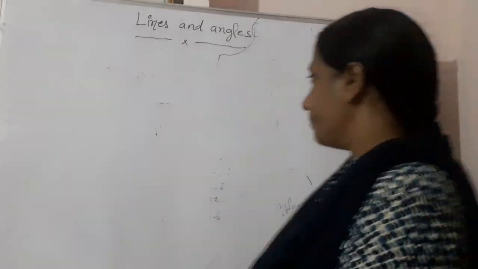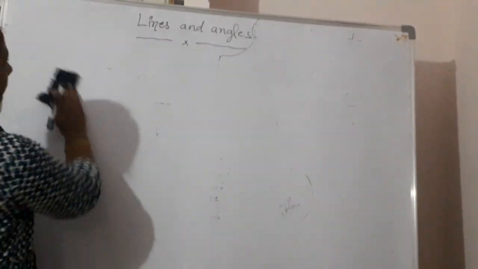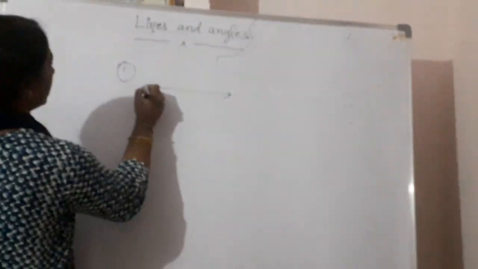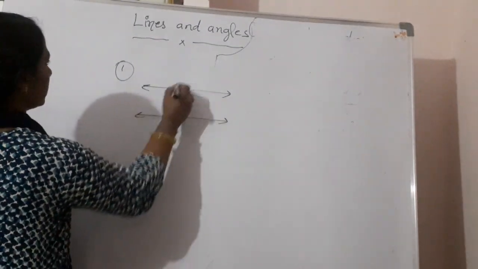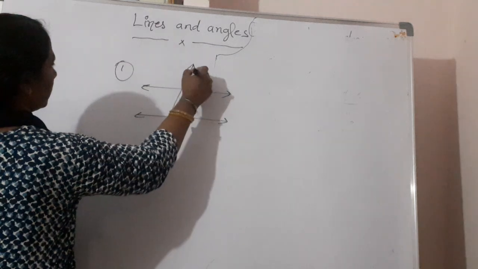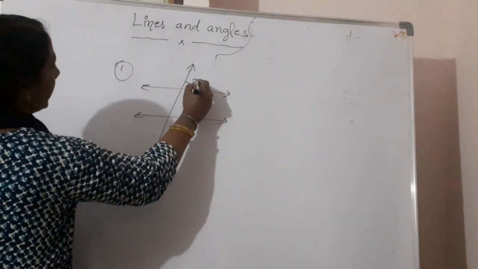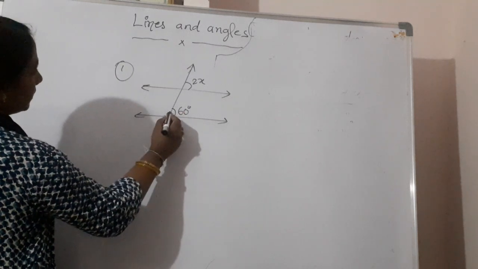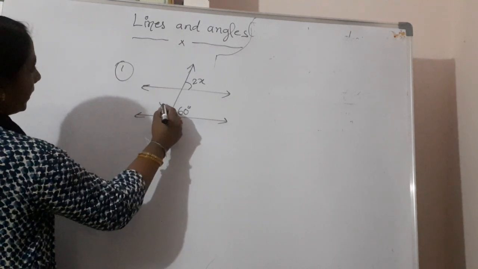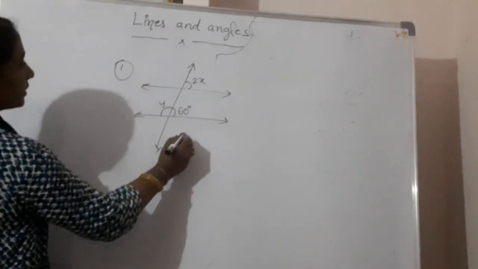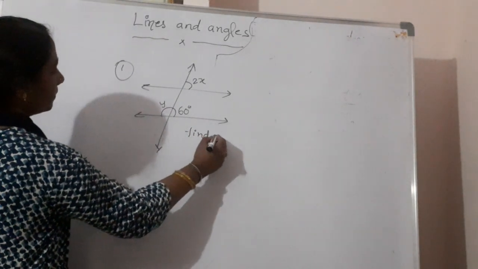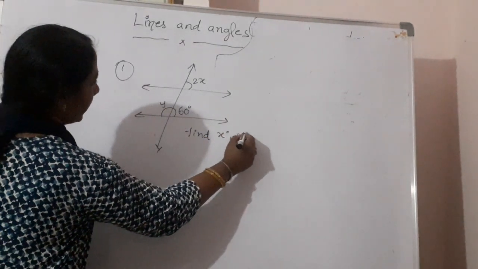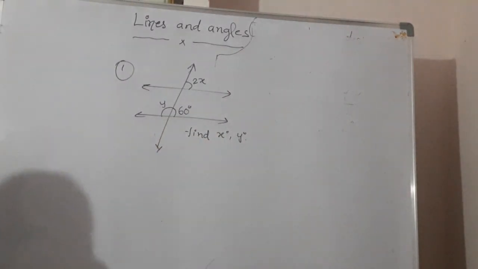Let's take a problem. First one. Let's take two parallel lines, taking a transversal. The angles are 2x and 60 degrees, and y. Here the question is to find x comma y. How can you find out?